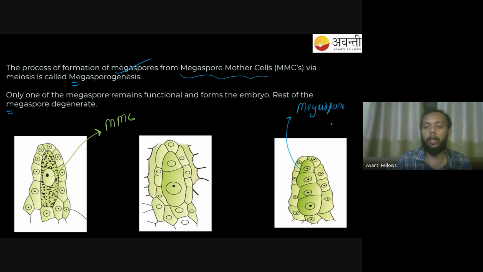Megaspore tetrad. Do remember these megaspore tetrad, once they have been formed, you will find 3 of them will degenerate and 1 of them is going to survive. So that should be clear to all of you. That is what you will get by the end of the meiosis.